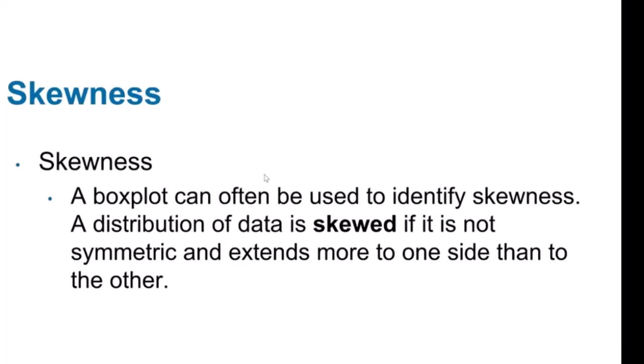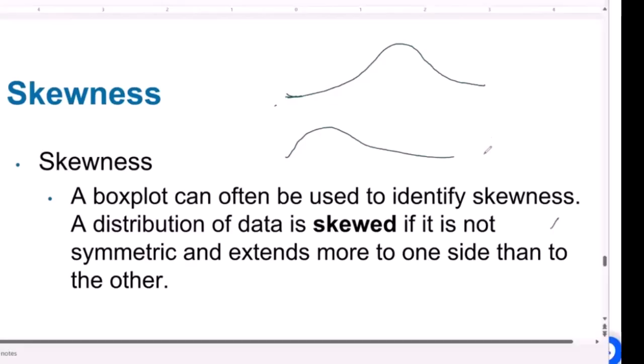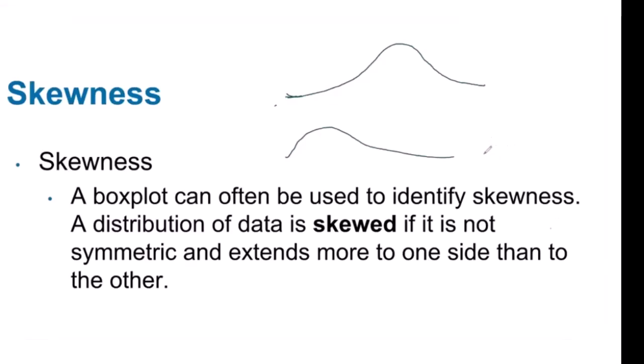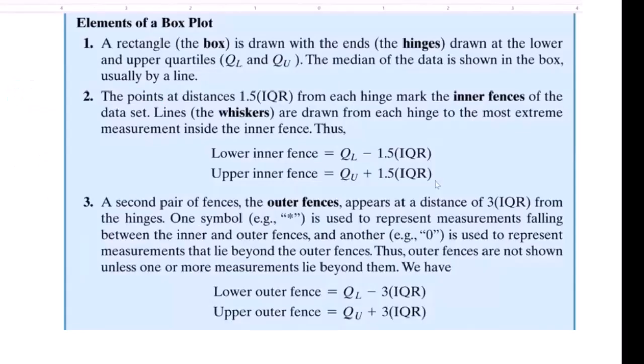Skewness. A box plot can often be used to identify skewness. If you remember, skewness is how much the graph is skewed to the left because we have a longer tail on the left, or skewed to the right because we have a longer tail on the right. Here, we have more data on the right. Here, we have more data on the left. A distribution of data is skewed if it is not symmetric and extends more to one side than to the other.